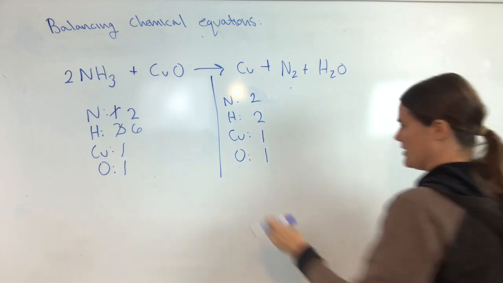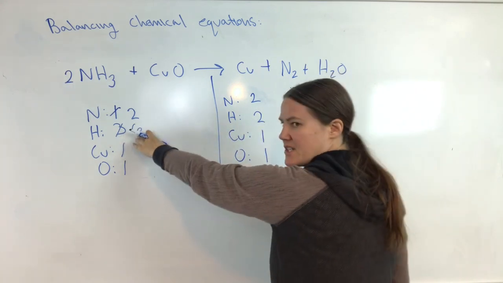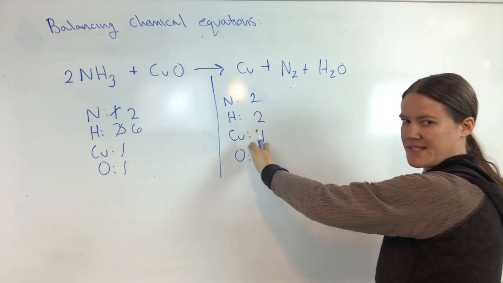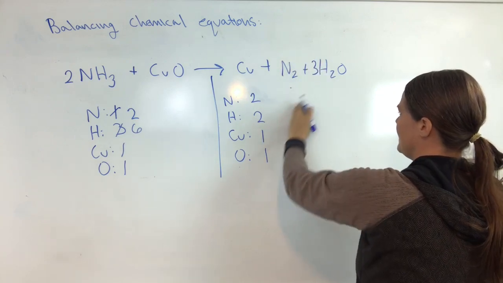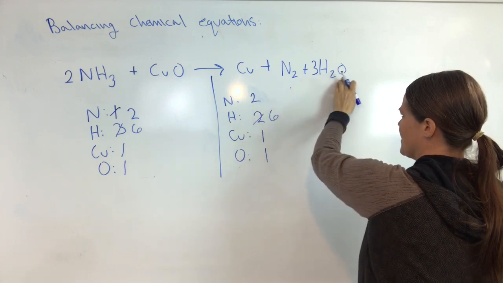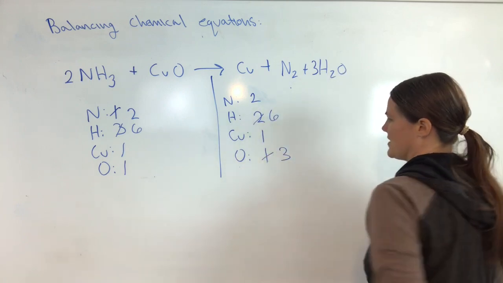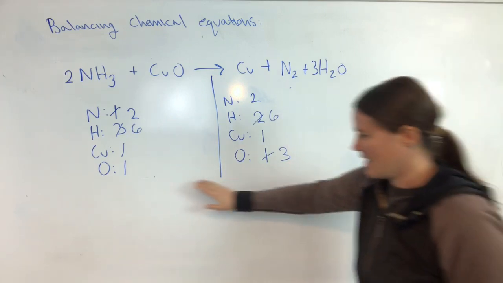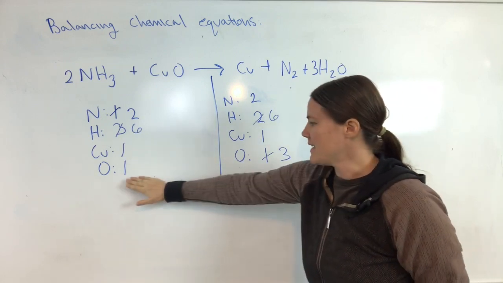So now what I want to do is balance the hydrogens. So I have 6 hydrogens over here, 2 here, so I need to multiply the hydrogens on this side by 3. So I'm going to multiply this by 3. And so now I have 6 hydrogens, but I've also changed the number of oxygens. So now I have 3 oxygens. So now what I need to do is balance oxygen. So I have 3 oxygens here and 1 over here.